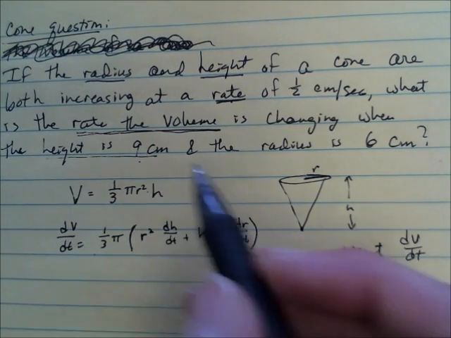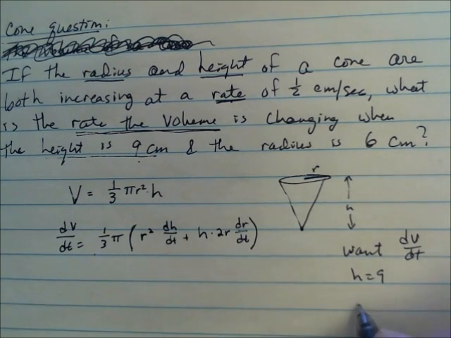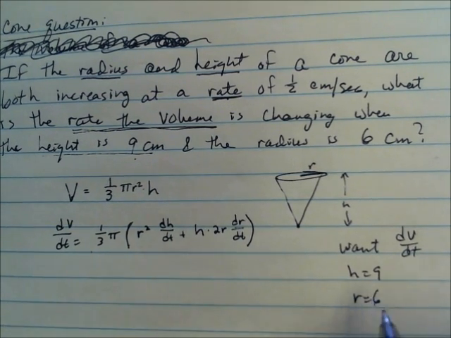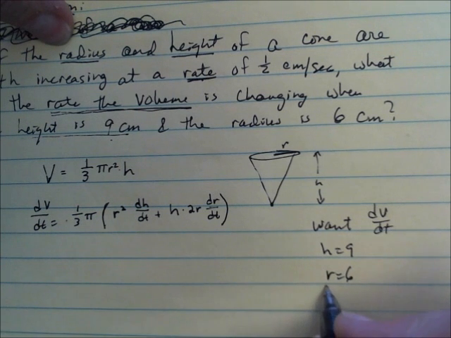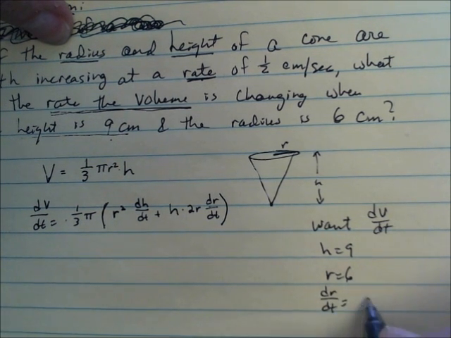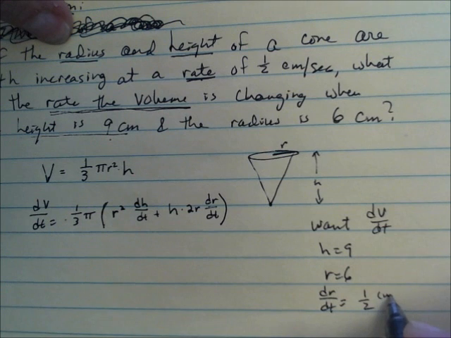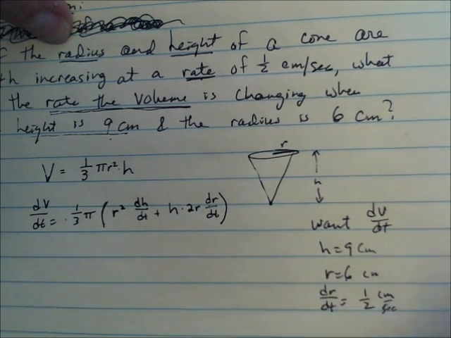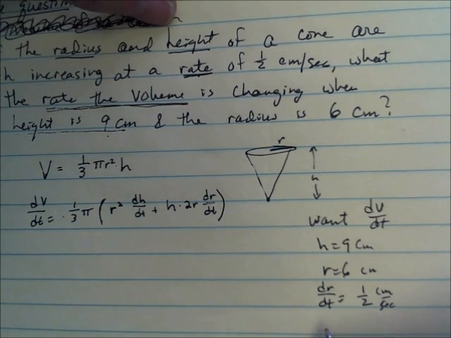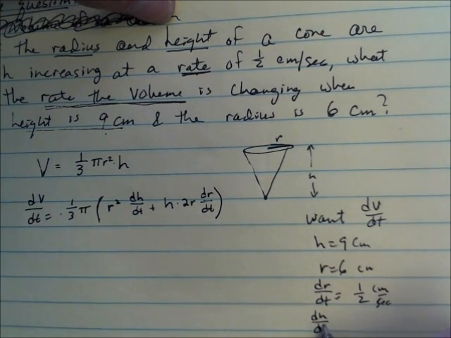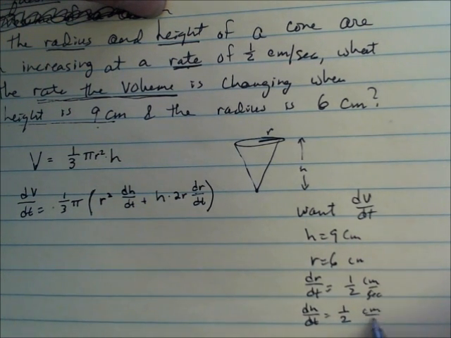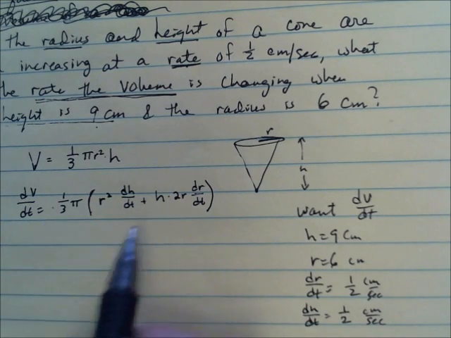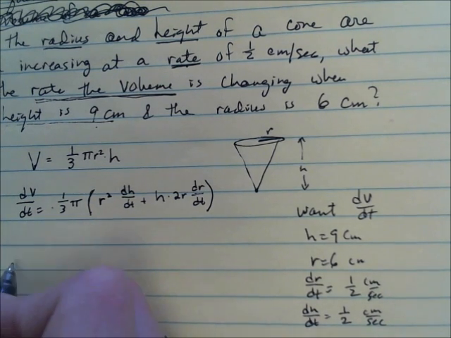They give us the height is 9, the radius is 6, they give us the change in radius over time, which is dr/dt. It's changing at 1/2 centimeter per second, and all these are in centimeters. And they're giving us the change in height, which is dh/dt, which just happens to be the same as the rate of the radius changing, 1/2 centimeter per second. So now it is a matter of plugging those numbers into this formula, and we can find out what we want.